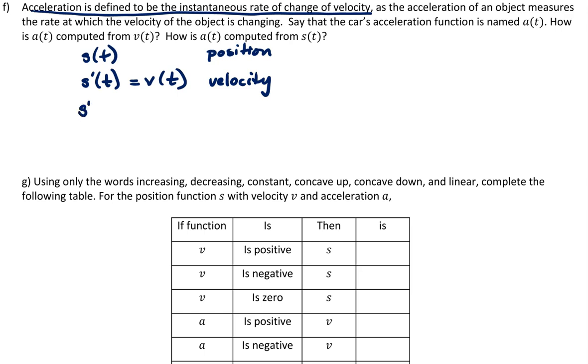If we apply the limit definition to this S prime of t function that we found, so we take the limit as h approaches 0 of S prime of t plus h minus S prime of t all over h, we get the second derivative. This is S double prime of t, which would be the exact same thing as if we took the limit definition and applied it to V of t and got V prime of t. And this instantaneous rate of change of velocity is acceleration.